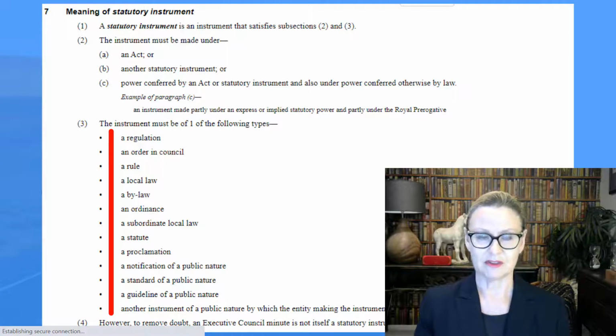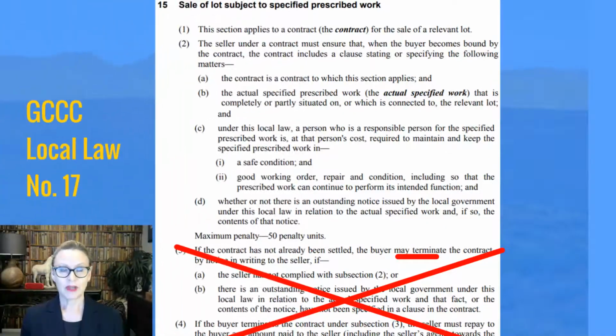So this is the type of subordinate legislation that is at play for section 57A sub 1. As you can imagine, the amendment to section 57A sub 1 of the PLA has impacted a lot of statutory instruments, one of which is the Gold Coast City Council Local Law number 17.